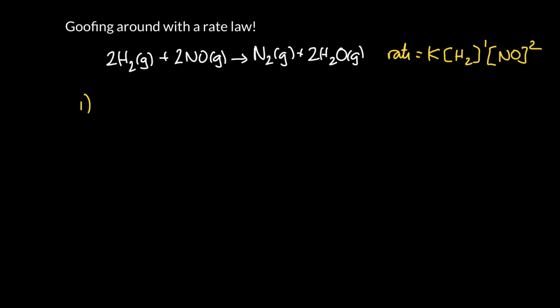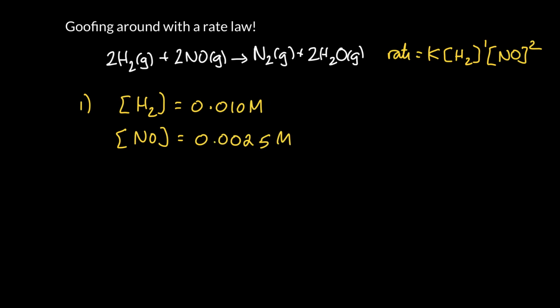So imagine we know the concentration of hydrogen in an experiment is 0.010 moles per liter. And the concentration of NO in an experiment is, say, 0.0025 moles per liter. Then if we knew the rate constant, we could actually use this equation here to predict the rate. But actually, let's go backwards. Let's say we know the rate of the reaction. So normally we wouldn't be doing it this way, but why not, right? We're goofing around, and it's 3.5 times 10 to the minus 6 molarity per second.